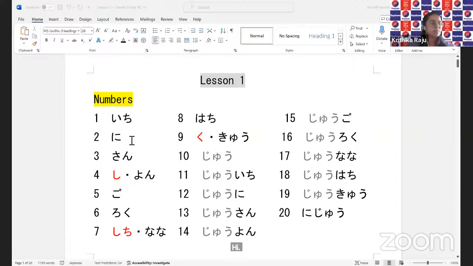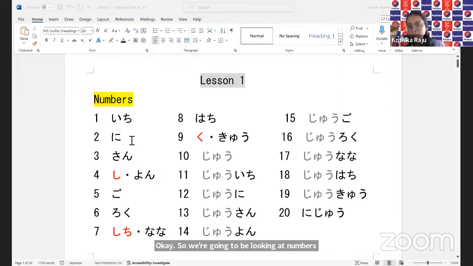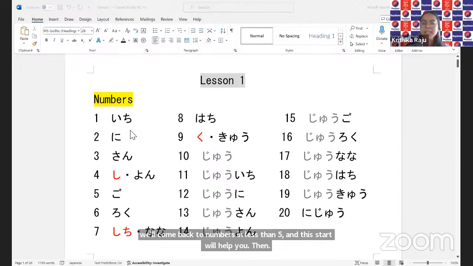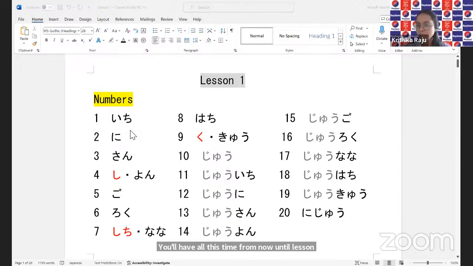Okay, so we're going to be looking at numbers from 1 to 20 today, and then we'll go to the grammar. All right, because we'll come back to numbers in lesson 5, and this start will help you then. You'll have all this time from now until lesson 5 to keep learning your numbers also whenever you get the time.